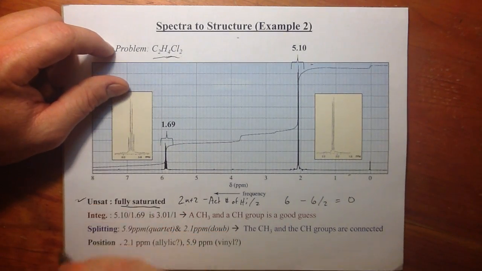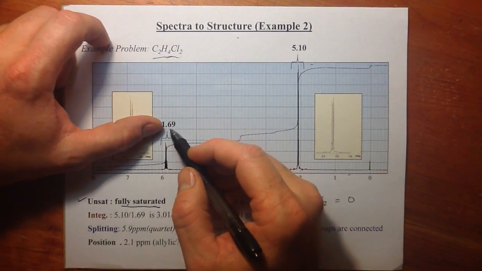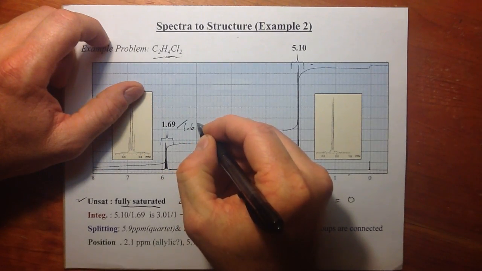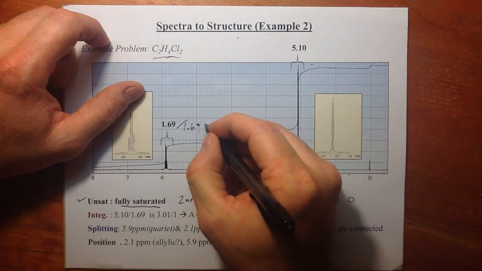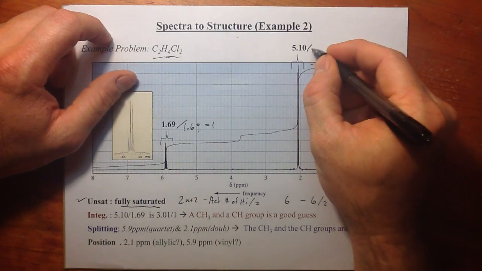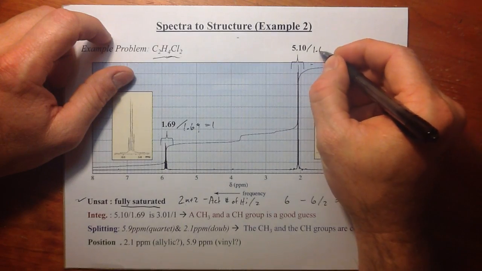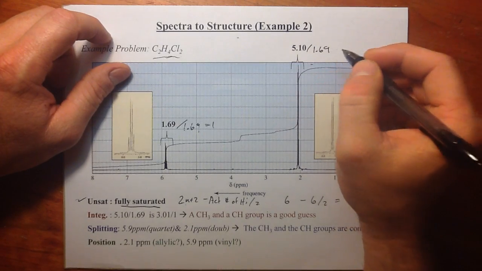It's fully saturated. Looking at integration, we can do the same thing we did on the last slide. We can divide this by 1.69 to get to a whole number. Divide this by 1.69 to get to a whole number.